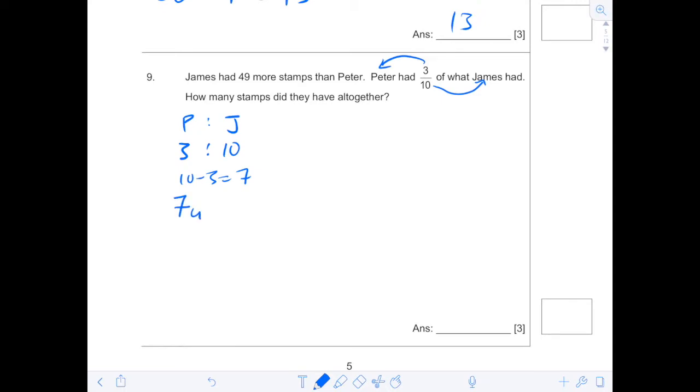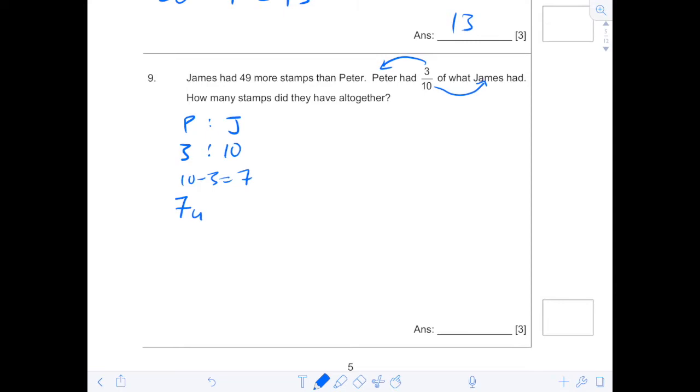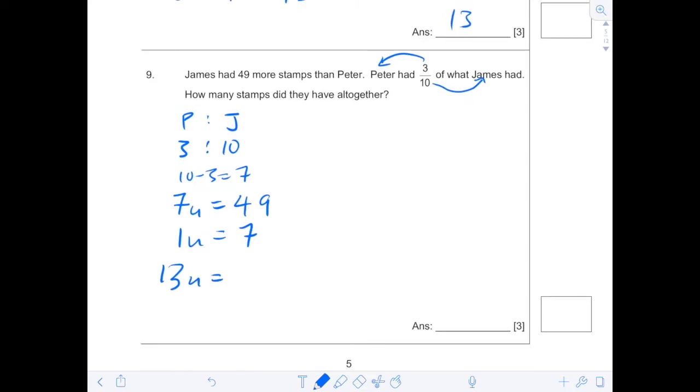So by pairing this with what James had, we can find what 1 unit is. We will get 7. Okay, and then we'll find how many stamps they have altogether. They have 13 units altogether. So over here we will have 13 units equals 7 times 13, and you will get the answer 91. Okay.